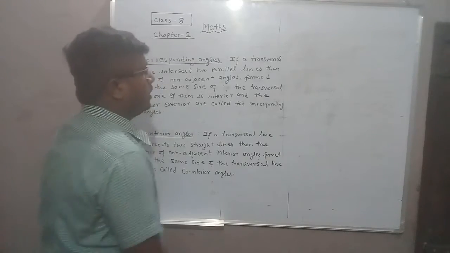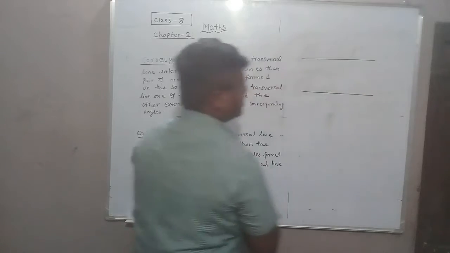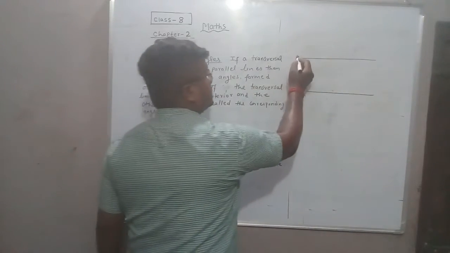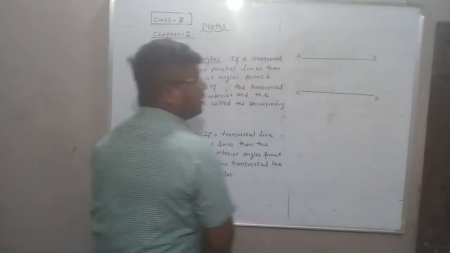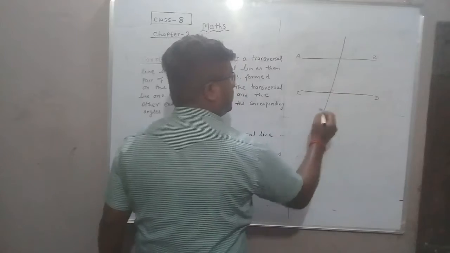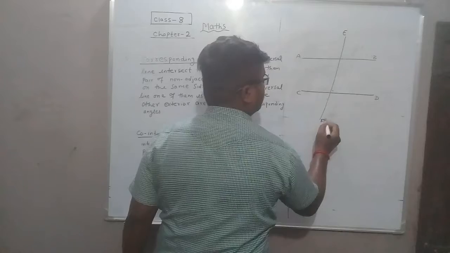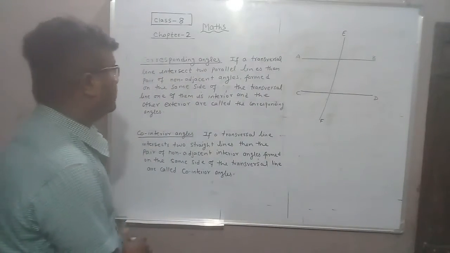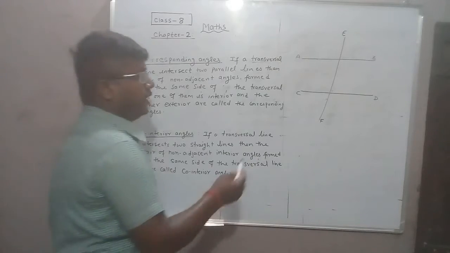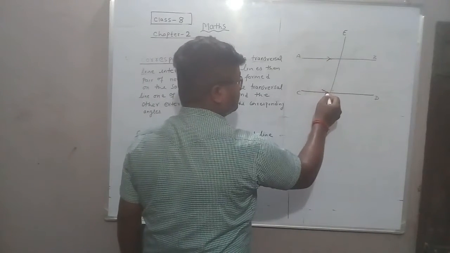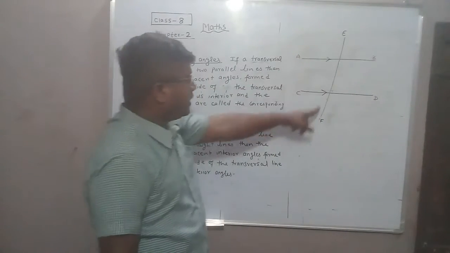Okay, so let me explain it by making a figure. Suppose these two lines are parallel lines. One is AB, another is CD, and these two lines are intersected by another line. Let it be EF. EF is called the transversal line. The word transversal line is used here. The transversal line means any line which intersects the two parallel lines.